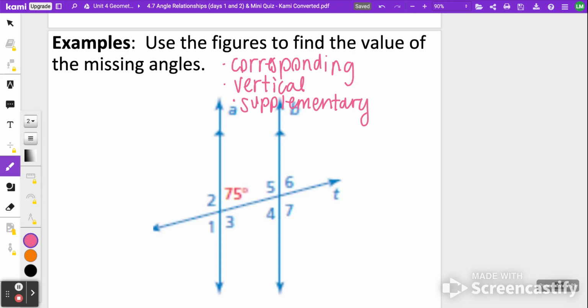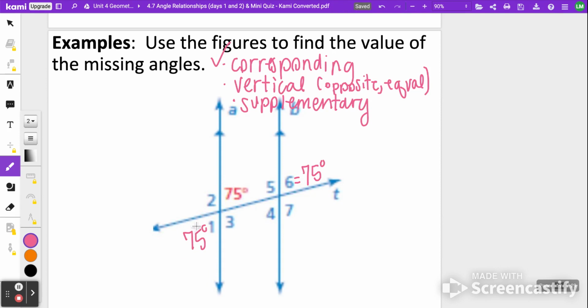All right, I looked for all corresponding angles, and right now I only see one corresponding angle, and that's angle 6. So angle 6 corresponds with 75 degrees. The next thing I have to ask you to look for is vertical angles. Remember, vertical angles are opposite from one another, but still equal. So if I have 75 here, the opposite angle from that is angle 1. So angle 1 is also 75 degrees.